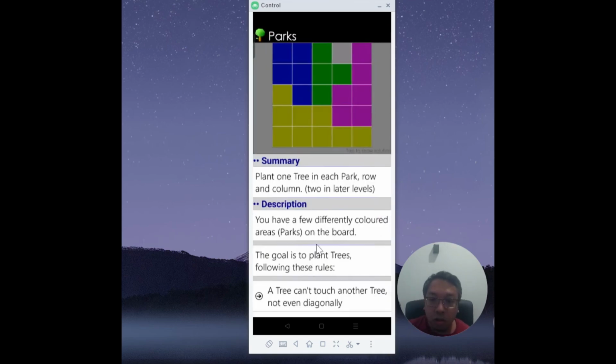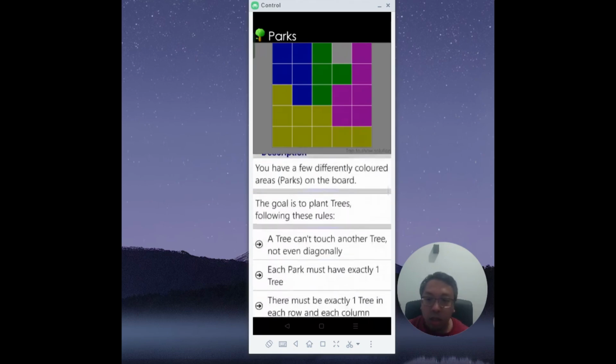So in Parks, the rule is we need to plant one tree in each park. A park is represented by a color. There are five parks here: blue, green, gray, magenta, and yellow. And then we need to plant the trees following these rules.